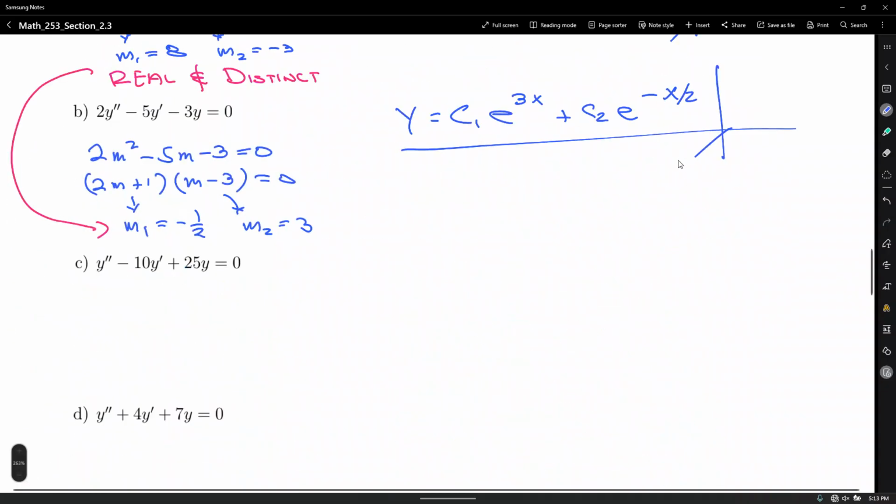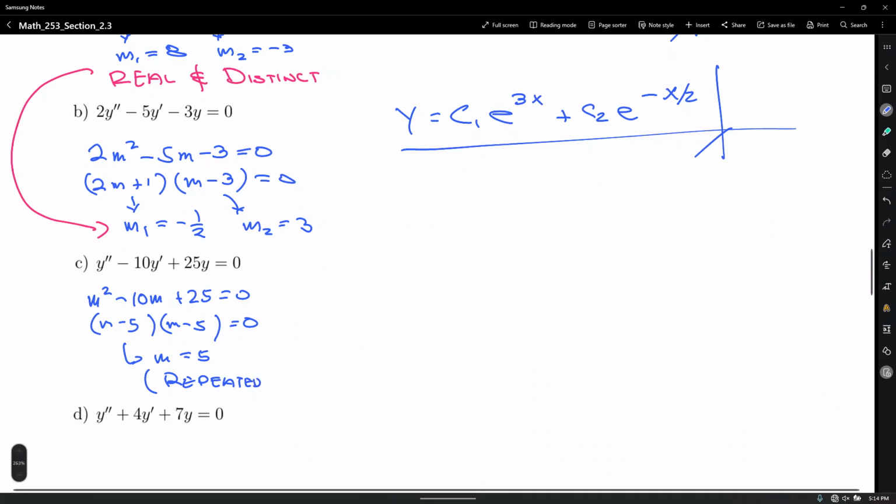Now, let's have a look at one more example. Example letter C: y double prime minus 10y prime plus 25y equals 0. What do we do? The second derivative term becomes m squared, minus 10 times m to the first power for y prime, plus 25, since y just has the coefficient, equals 0. Let's factor this trinomial. Are there factors of 25 that add up to negative 10? So, m minus 5 and m minus 5. Do you see this is a repeated solution? So m equals 5, repeated.